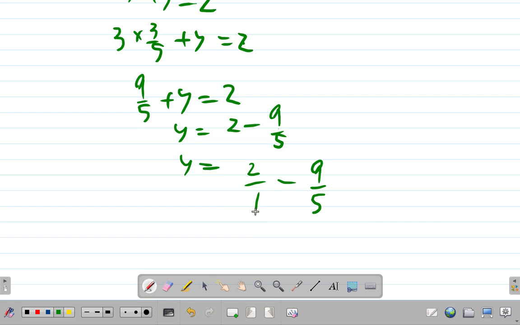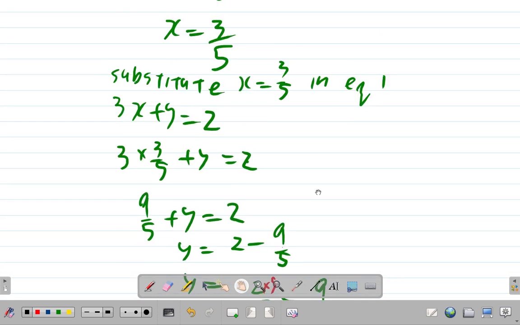Now you could use common denominators. If you multiply the 1 by 5 and the 2 by 5, what you get is 2 fives are 10 over 5, 10/5 minus 9/5. 10 of anything minus 9 of that same thing is 1 of that thing. So 10/5 minus 9/5 gives you 1/5. Alright, so y is 1/5.